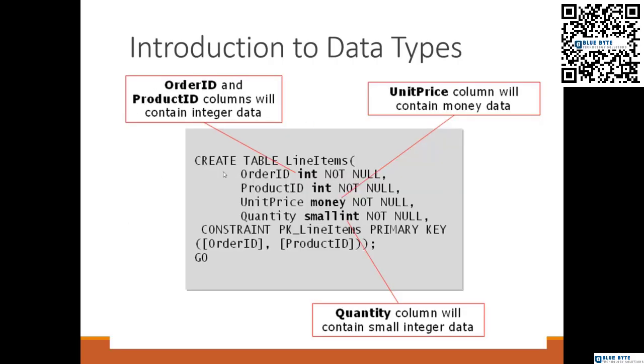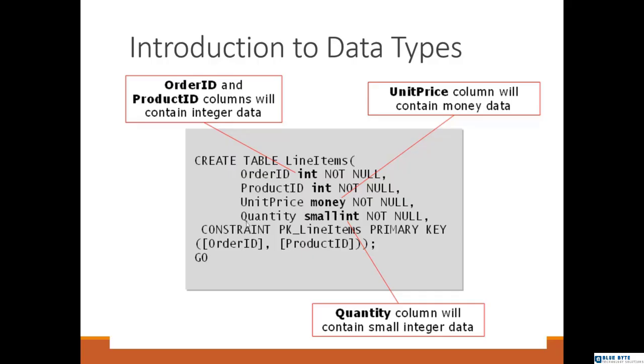If you take a look at this creation, we have a create table, line items. As you see here, we have different attributes: order ID of type integer, not null, product ID, then we have unit price, and finally we have quantity. Then we need to build a primary key, and the primary key is going to be a combination of order ID and product ID, under the definition of constraint, which is pk line items.